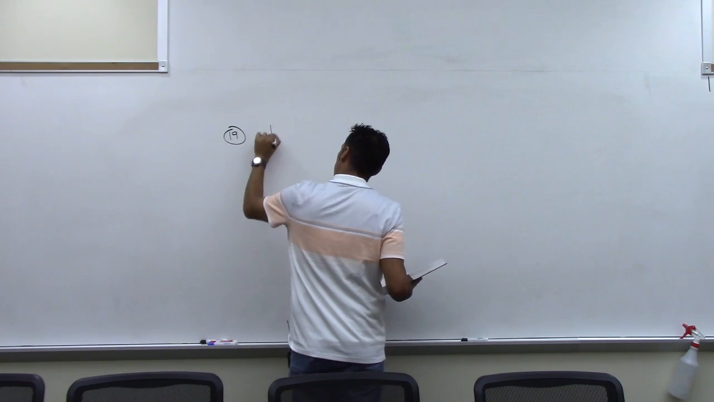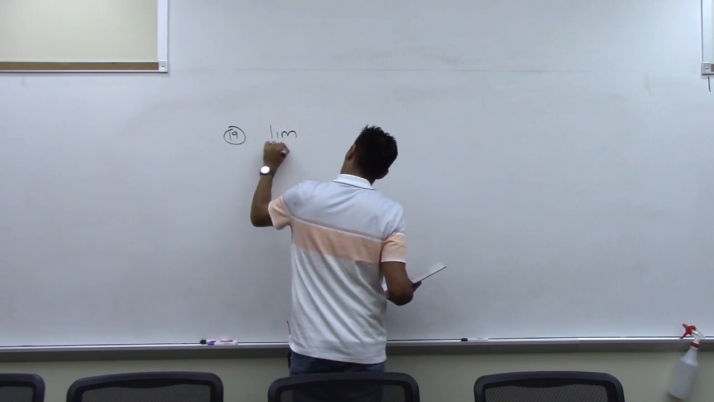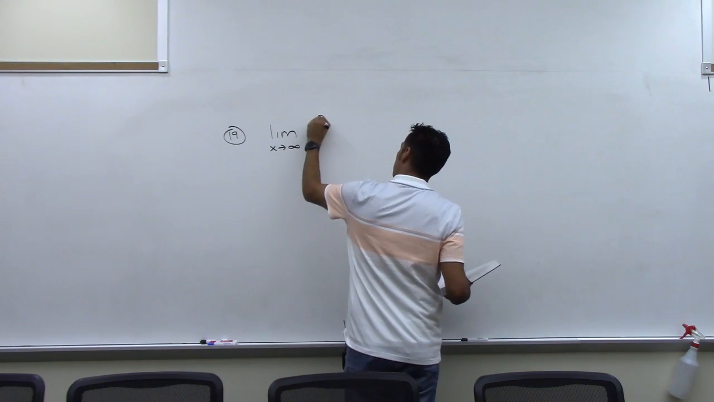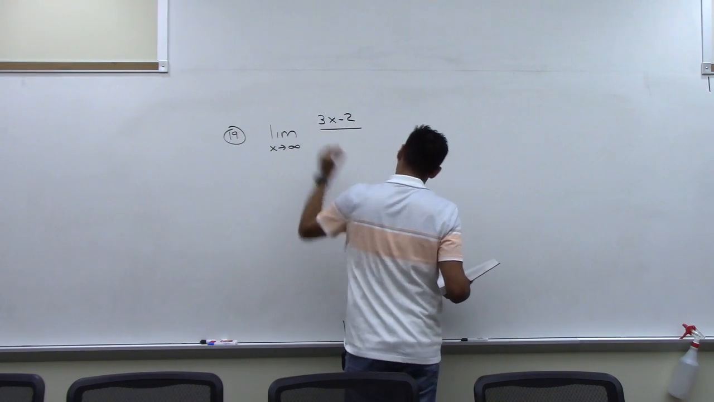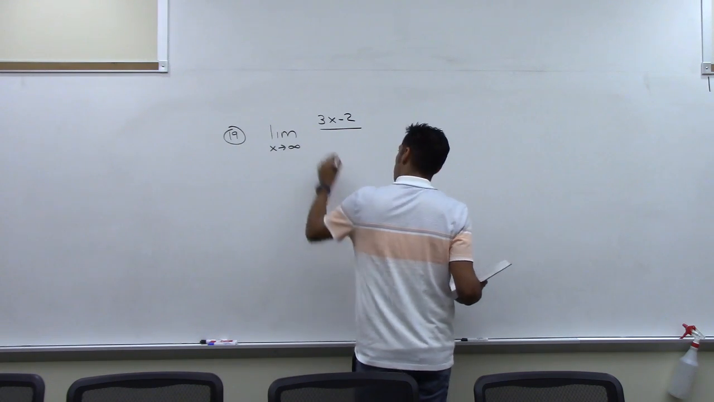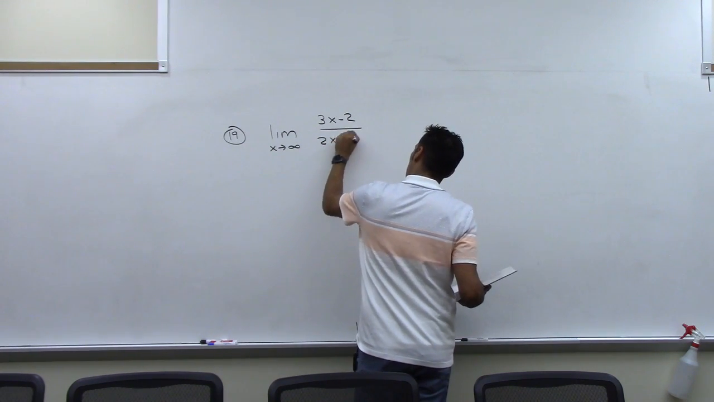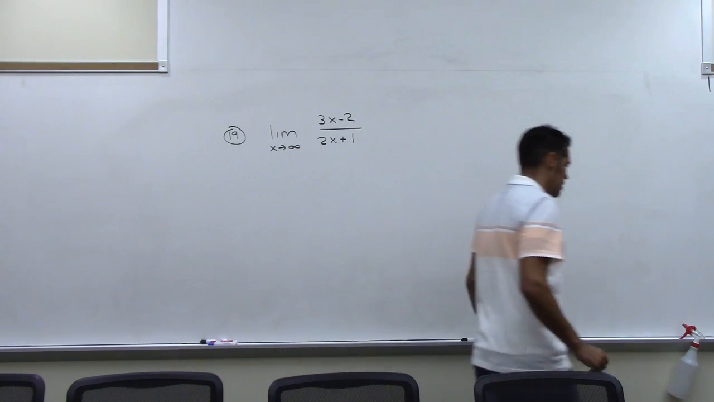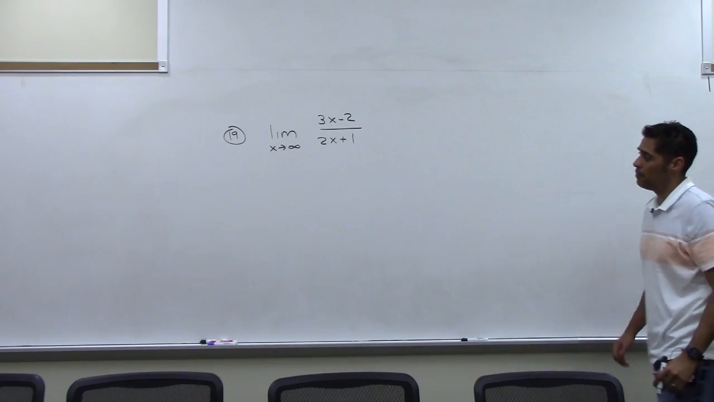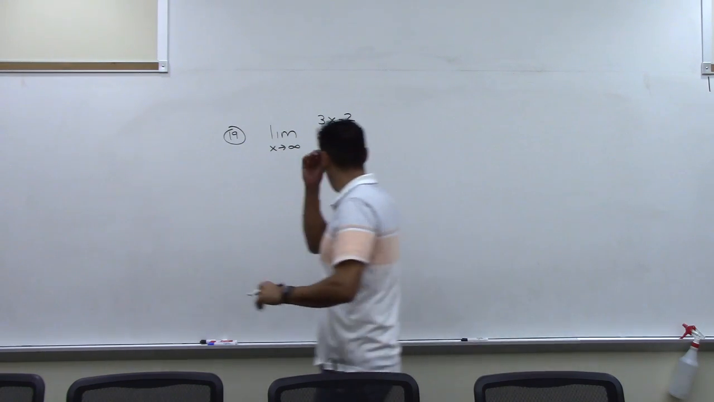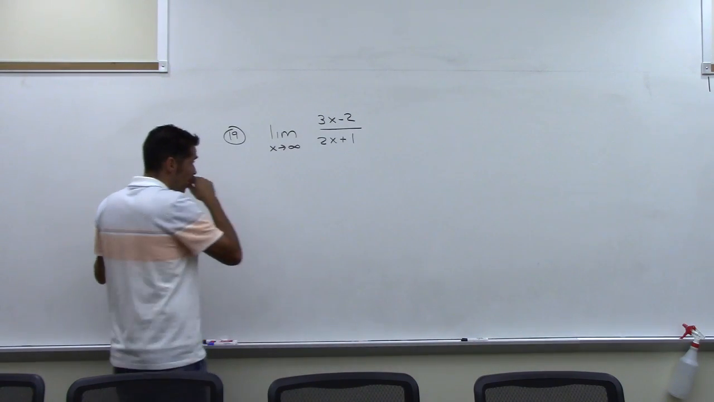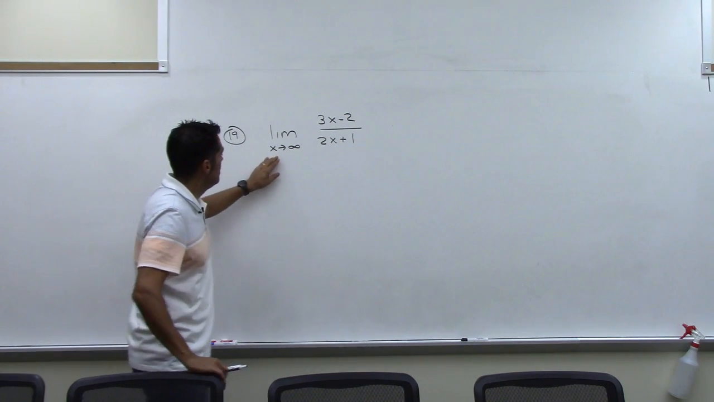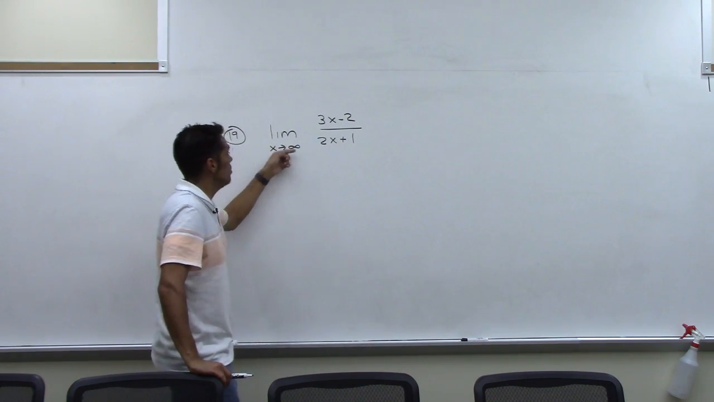Limit as x goes to infinity of (3x minus 2) over (2x plus 1). All right, so as x goes to infinity here, this is the big difference. This is different than the ones we did before. We have a limit at infinity, so we're letting x go to infinity here.